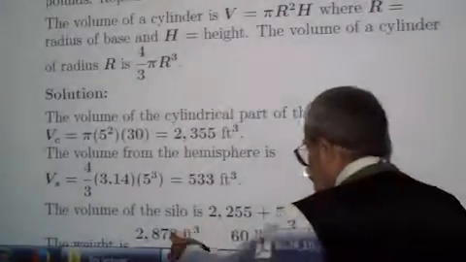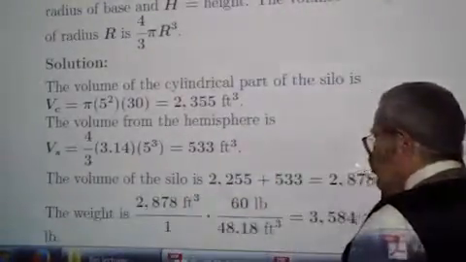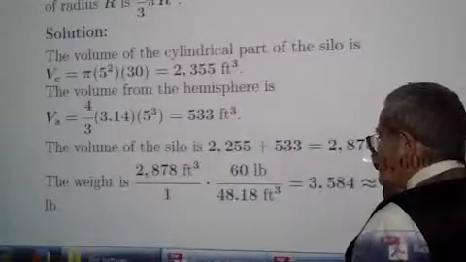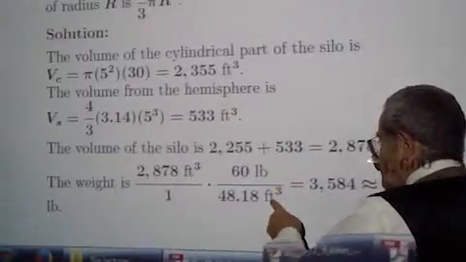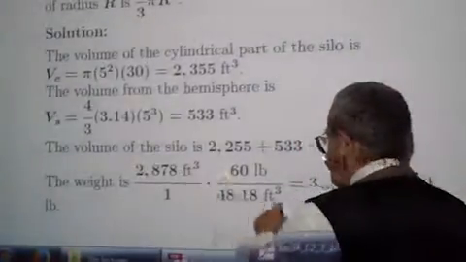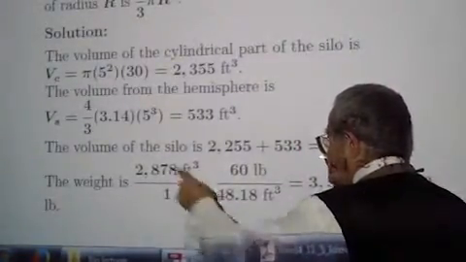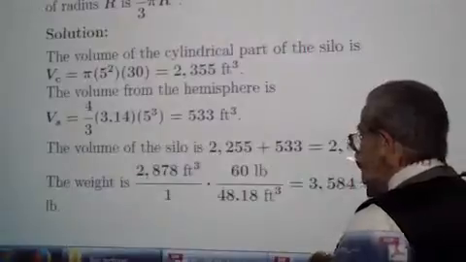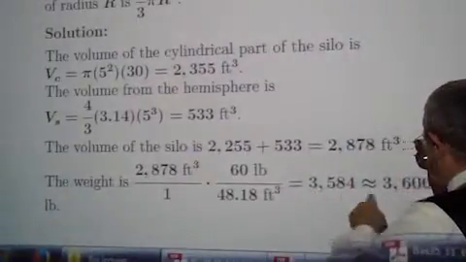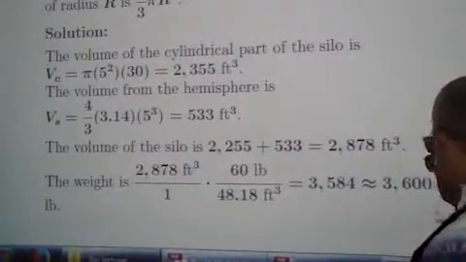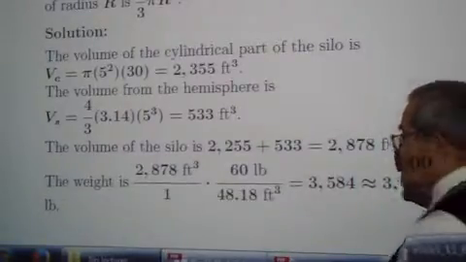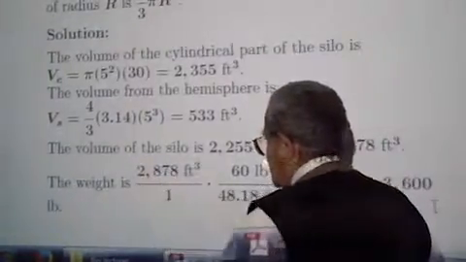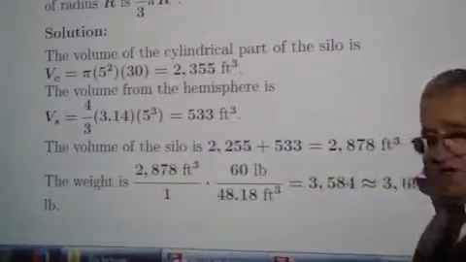If this was the figure, then how would we find the weight? We have 60 pounds per 48.18 cubic feet. The cubic feet drop out. We divide these two numbers and multiply by 60. Should give us about 3,600 pounds. And remember, this is a little bit too big because that figure is too big. So you get the correct figure.